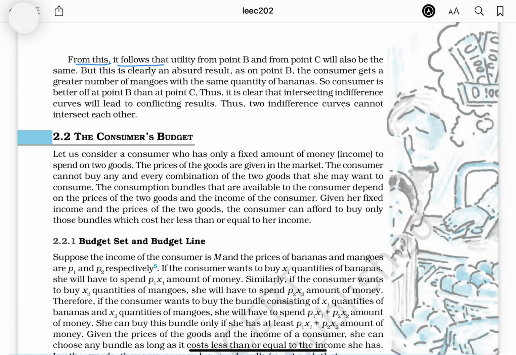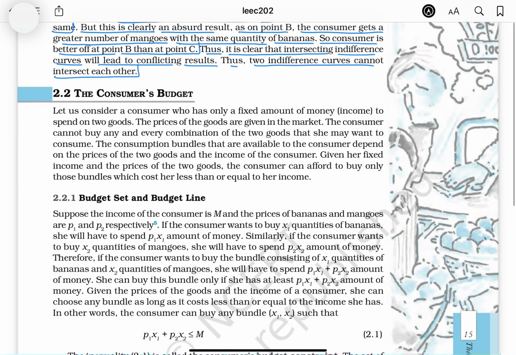From this, it follows that utility from point B and from point C will also be the same, but this is clearly an observed result. As on point B, the consumer gets a greater number of mangoes with the same quantity of bananas, so the consumer is better off at point B than point C. Thus, it is clear that intersecting indifference curves will lead to conflicting results. Thus, two indifference curves cannot intersect each other.